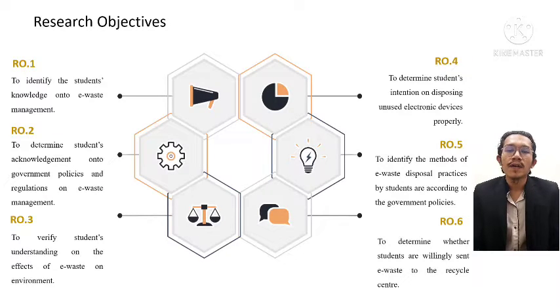For the research objectives and research questions, we divide them into several points, which are 6 points of research objectives and another 6 points for research questions. The first research objective is to identify students' knowledge of e-waste management, then to determine students' acknowledgement of government policies and regulations on e-waste management, to verify students' understanding of the effects of e-waste on the environment, to determine students' intention of disposing of unused electronic devices properly, to identify the methods of e-waste disposal practiced by students according to the government policies, and lastly, to determine whether students are willing to send e-waste to the recycling center.